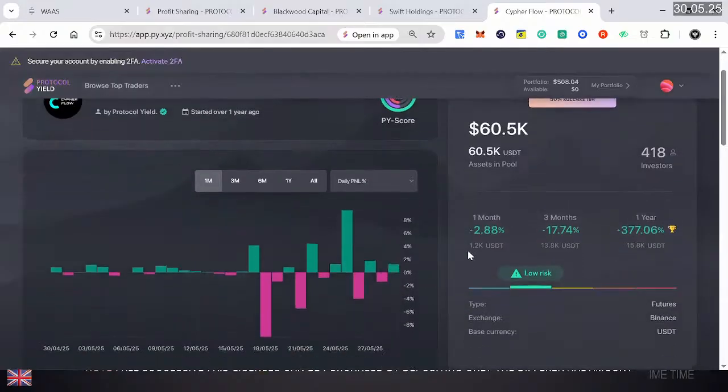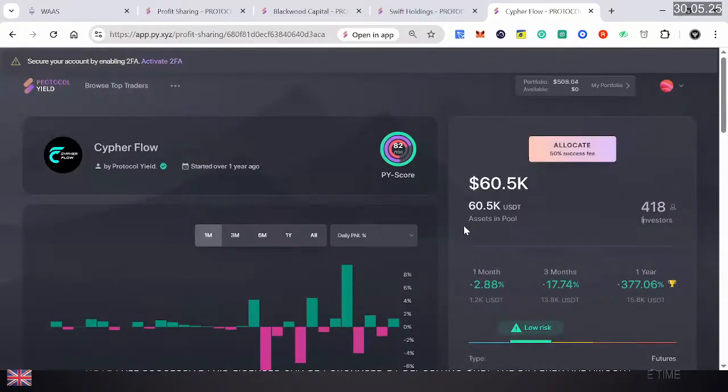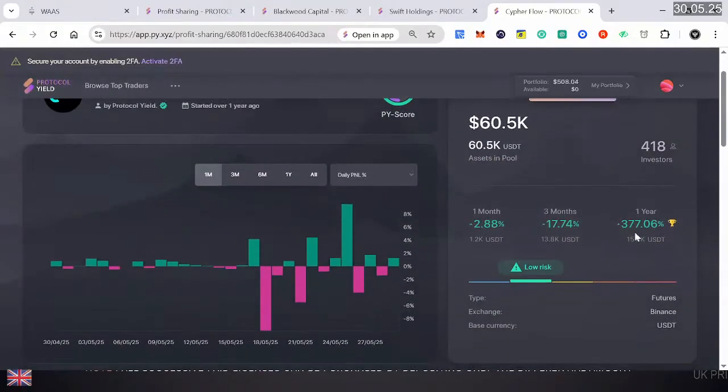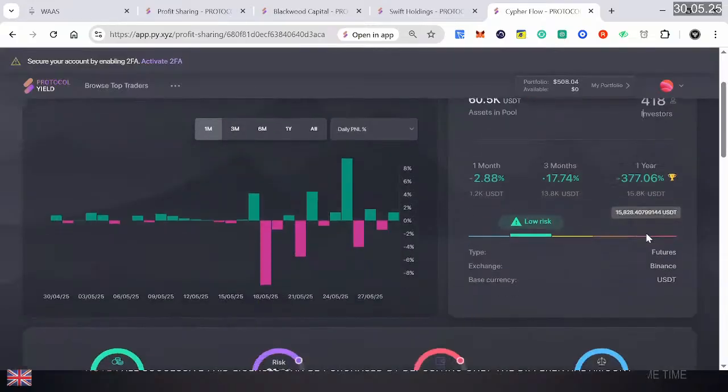And these traders have a tendency of making profits. You can see the average result here. In 1 month, this trader has made 2.88. In 3 months, it's 17.74. In 1 year, 377.006%. 377%, even with the success fee of 50%. So this percentage would be 180% annually.